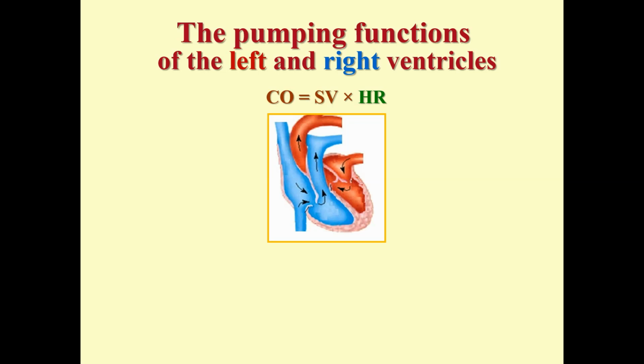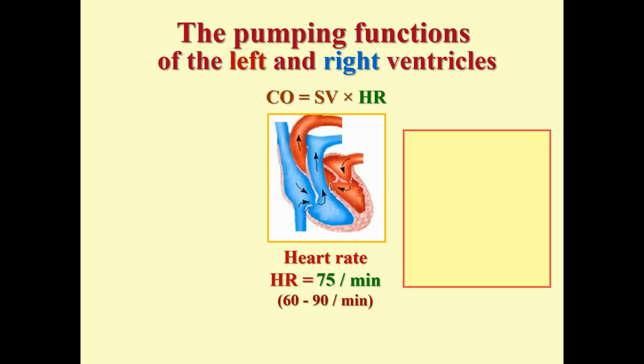And now, simply from this equation, you can conclude the stroke volume for both ventricles cannot be different. It simply cannot be different because the other components are the same. Heart rate is the same, cardiac output is the same.